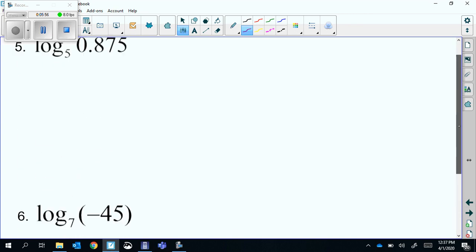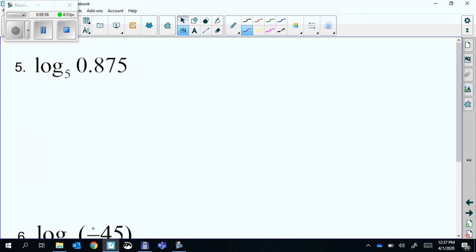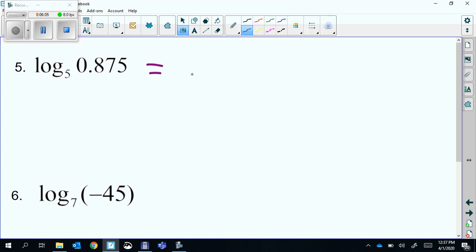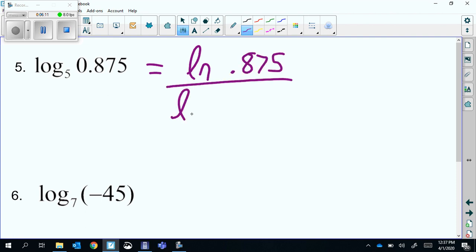A couple more examples here. Again, you could do any log you want, so let's do natural log 0.875 divided by natural log of 5.